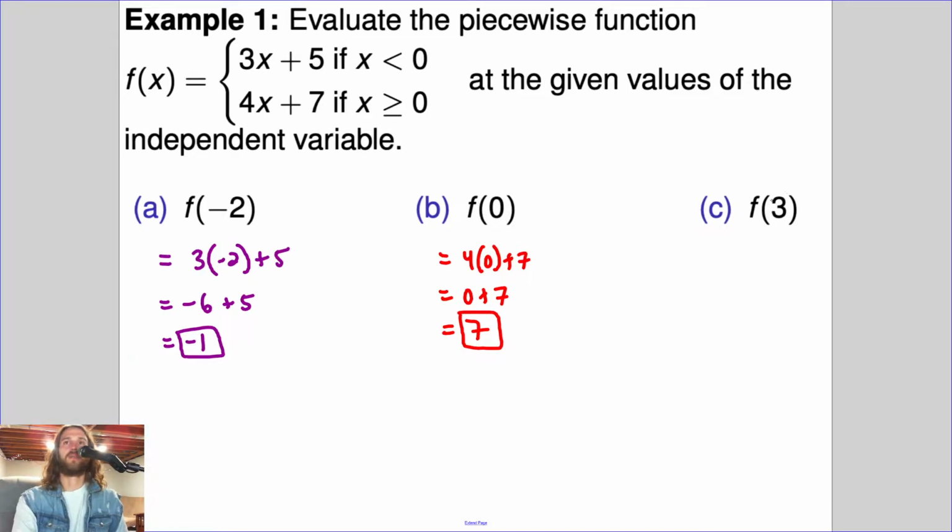In green, take 3. 3 is greater than 0. So we're going to plug it in there. Equals 4 times 3, plus 7. It's been a long day. Something tells me I'm not going to make it through this video without mistakes. The monster would have made mistakes. At least I could do better than him.